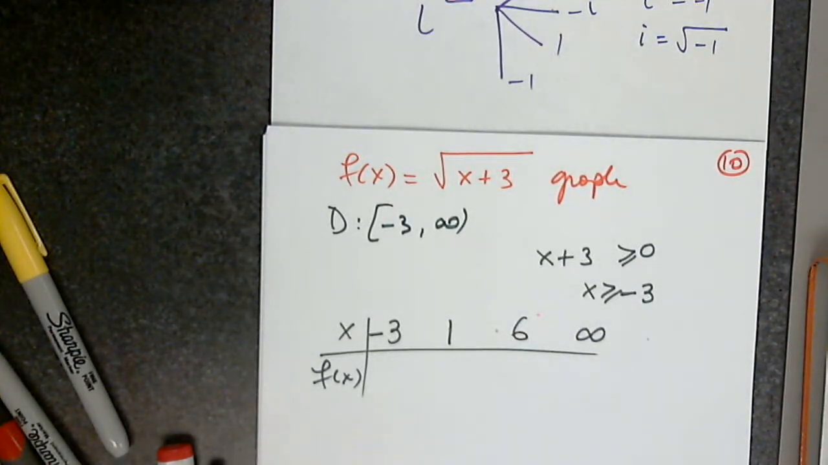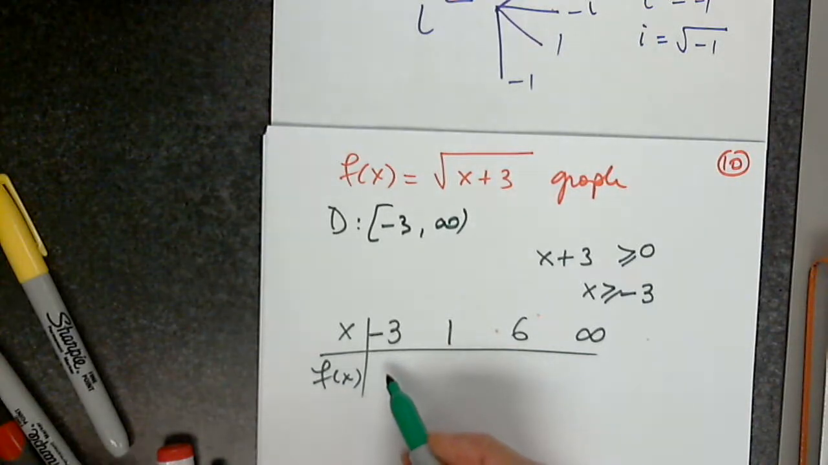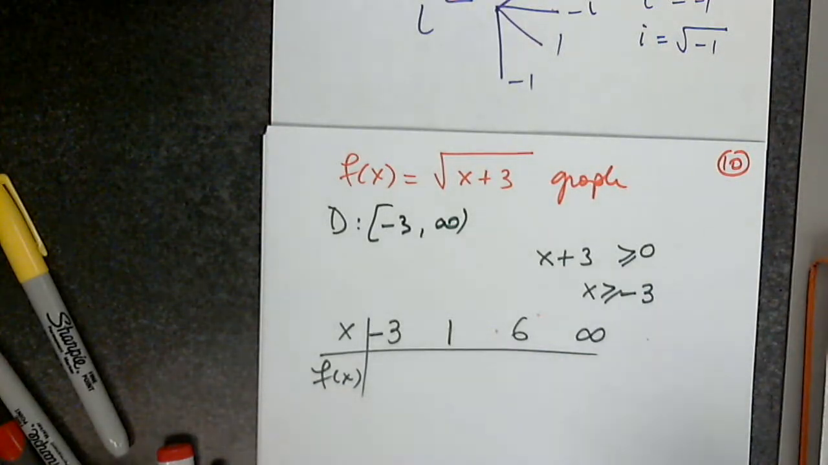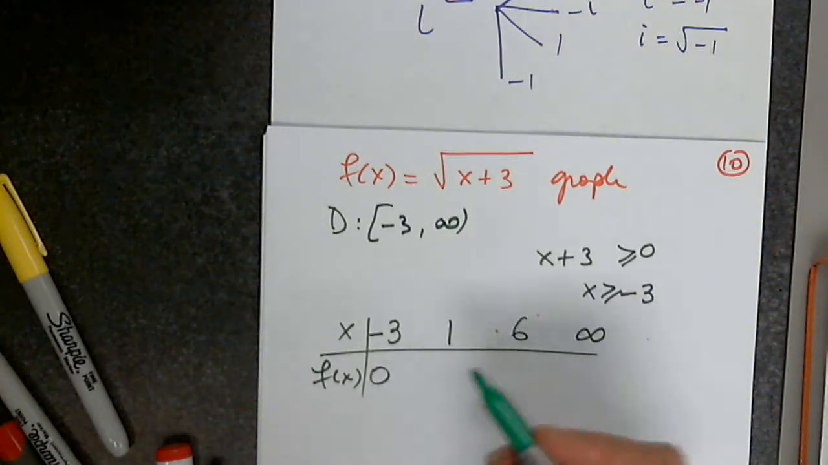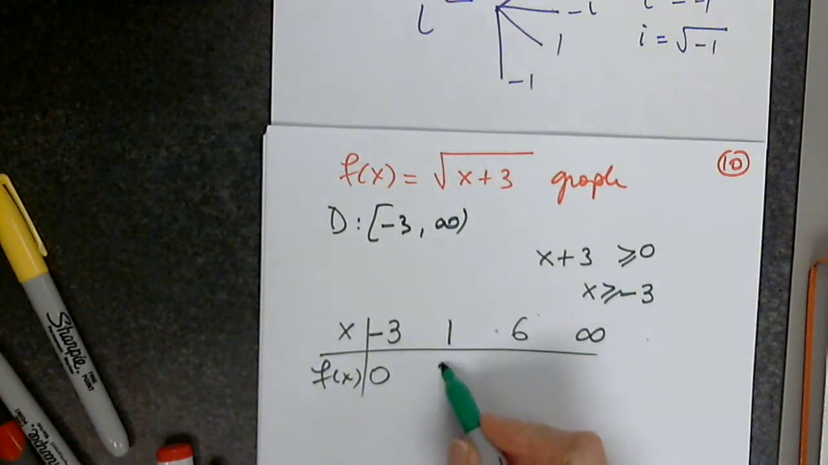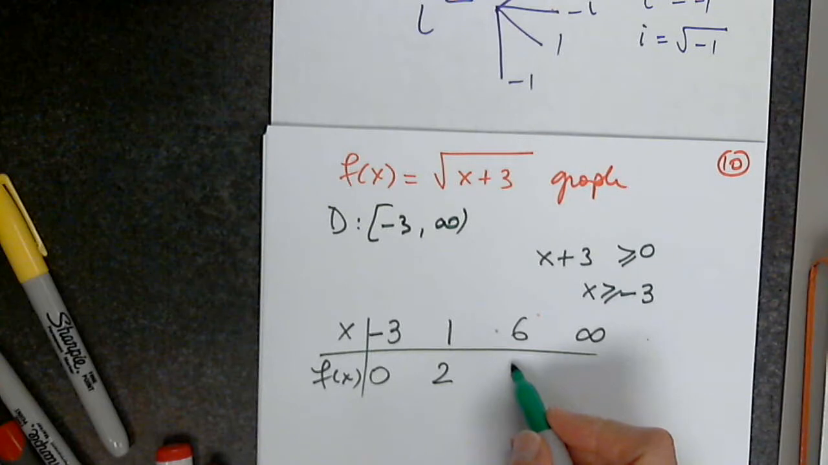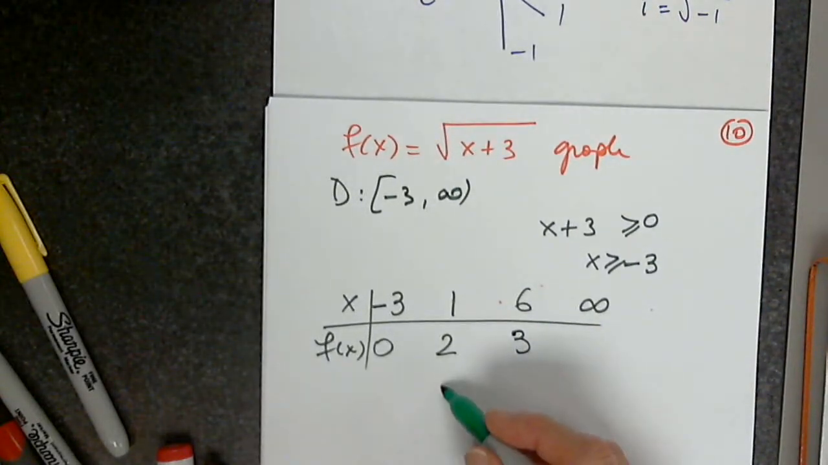Good. So please plug in -3. What do you get? It's negative 3 plus 3, which is 0. The square root of 0 is? Excellent. Please plug in 1. Very good. Please plug in 6. Very good. That's all we need.